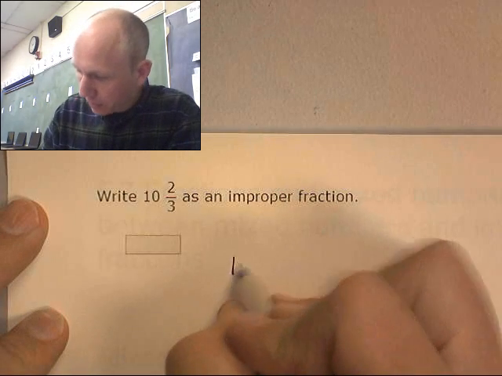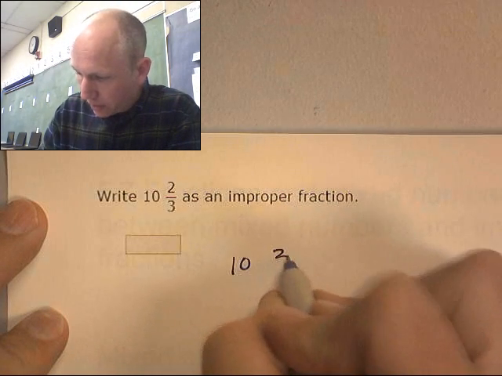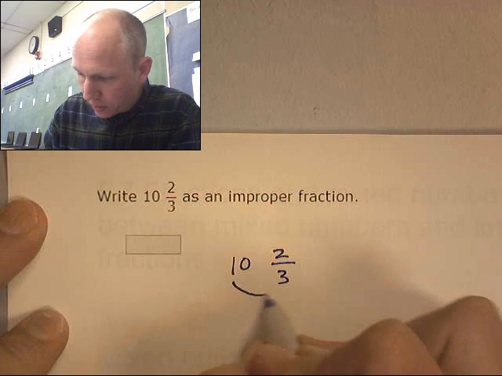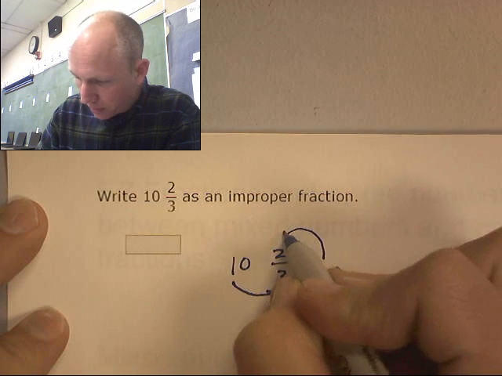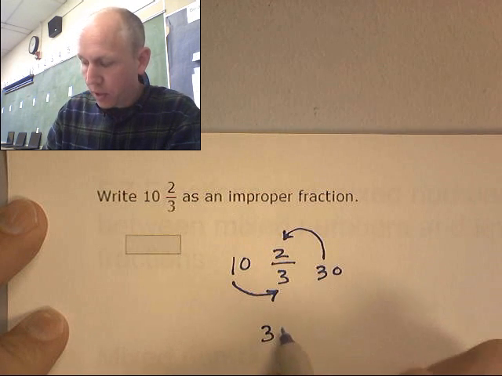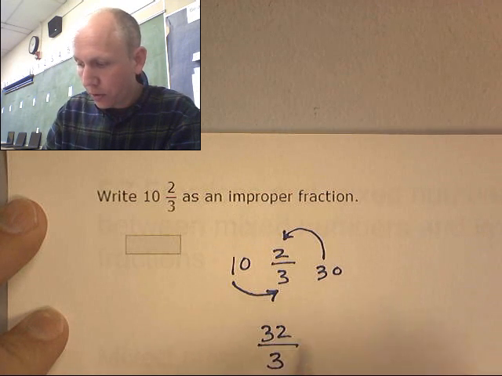Okay. 10 2/3. So I'm going to go here, multiply that. That gives me 30. That's going to give me 32/3.